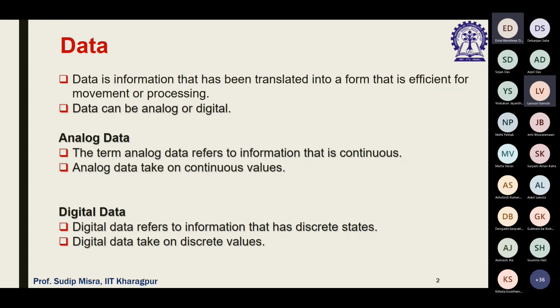One, as I told you, is the analog data. The other one is the digital data. Analog data basically refers to information that is continuous, right? Most of you by now have done some basic courses, so you must know what the different types of analog data are. The same thing for digital data. Here the data will take some discrete values, discrete states.